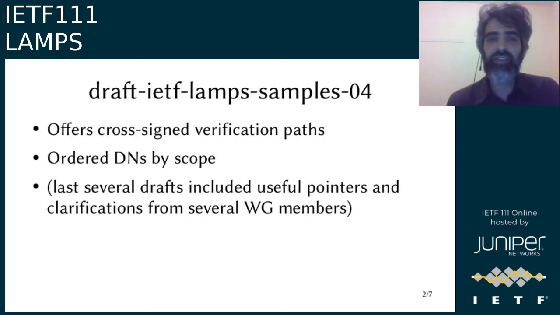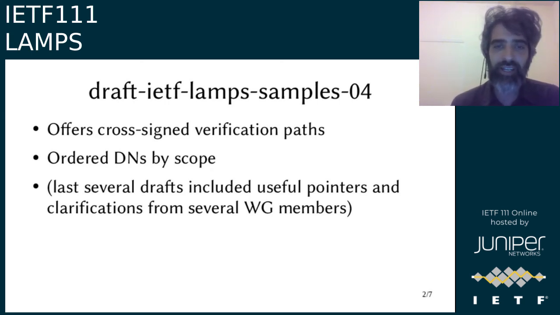Since our last check-in on the LAMP samples, we now offer cross-signed verification paths. These are sample certificates for use in SMIME. There are some example certificate authorities, and a handful of certificates using both RSA and ED25519. Cross-signed paths make it possible to test things like trans-valid certificates. I also fixed some things in the certificates, like the distinguished names, which were not ordered by scope. They are now. Thank you to folks who commented on the list to improve that.